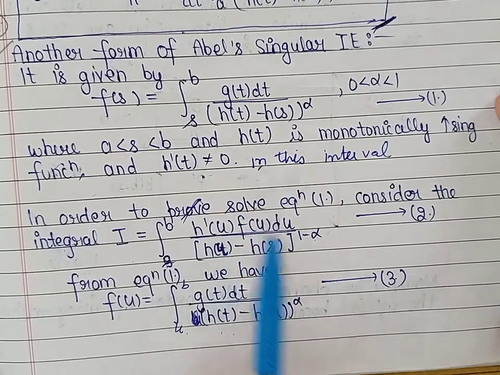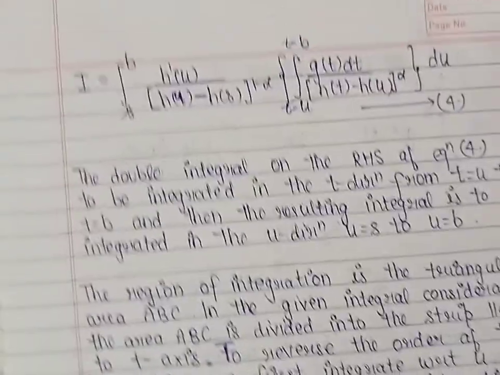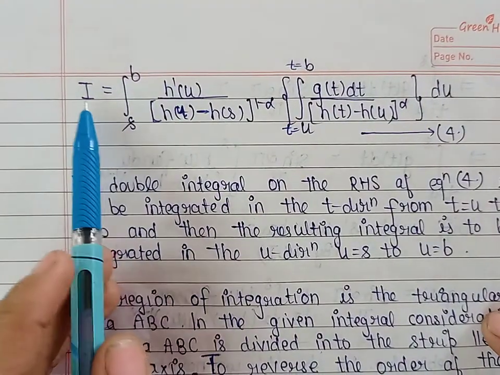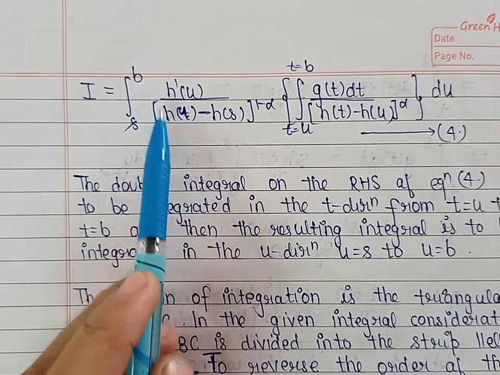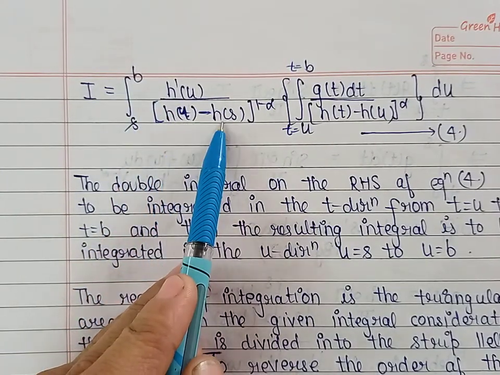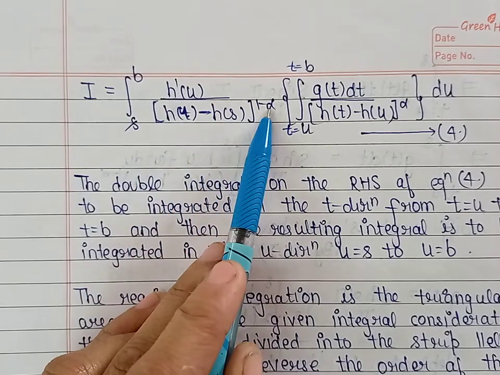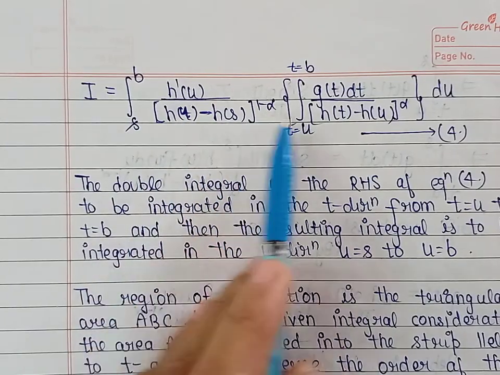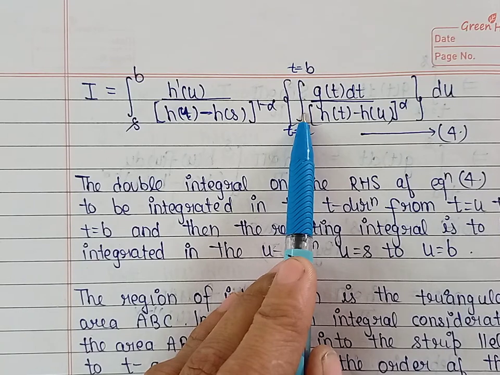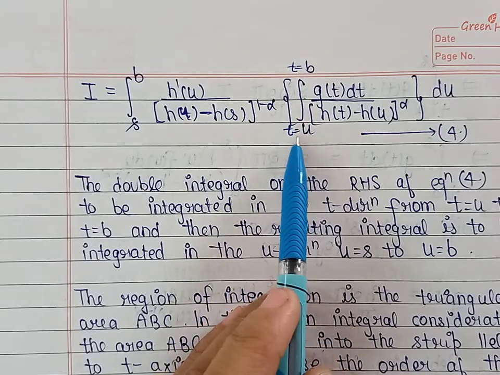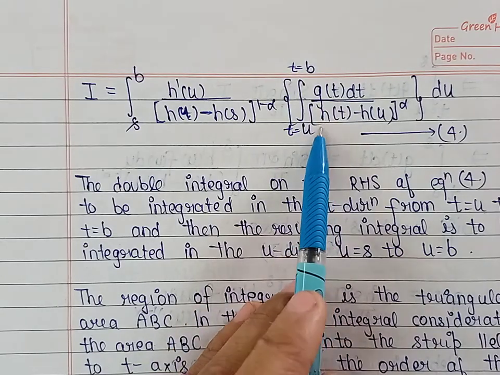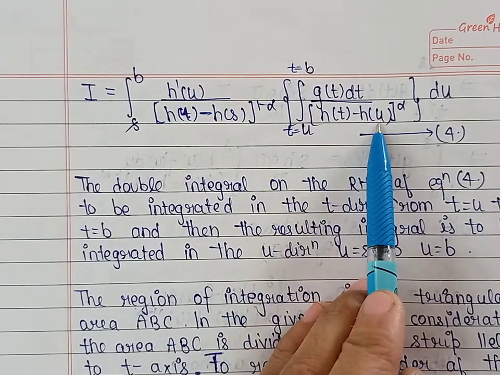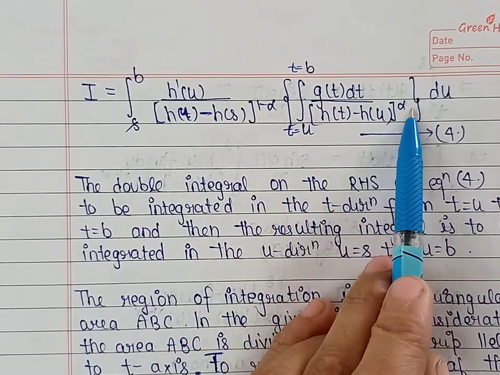Now we can substitute this value of f(u) from this equation into equation 2. So here, substituting the value of f(u), the integral I becomes the integral from s to b of h'(u) divided by (h(u) minus h(s)) whole raised to the power 1 minus alpha, into the integral with respect to t between the limits t equal to u to t equal to b of g(t) upon (h(t) minus h(u)) whole raised to the power alpha.